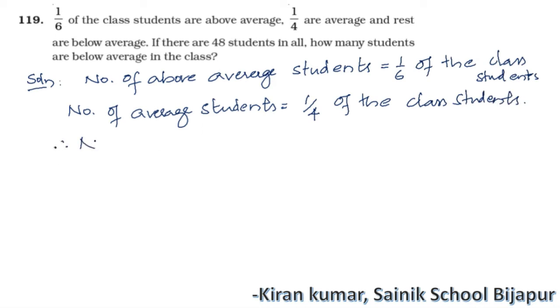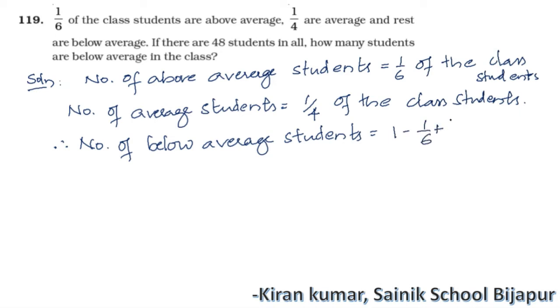Therefore, the number of below average students will be equal to 1 minus the sum of 1 by 6 plus 1 by 4 of the class students.